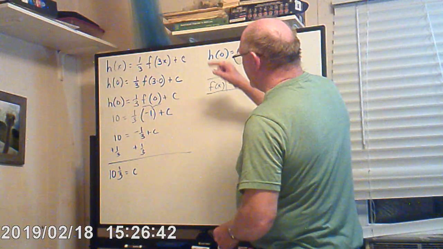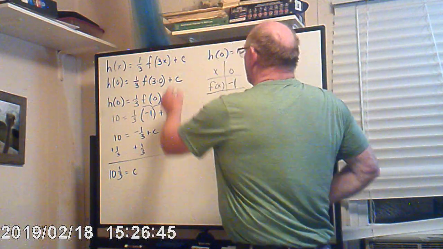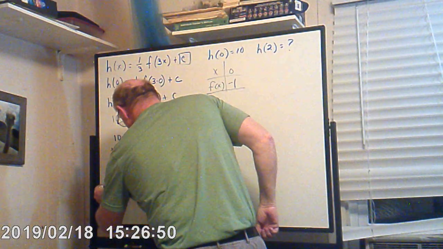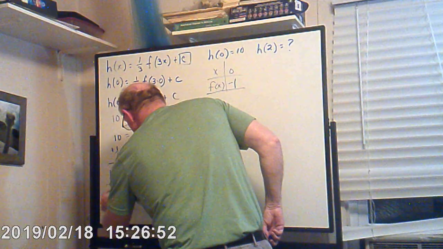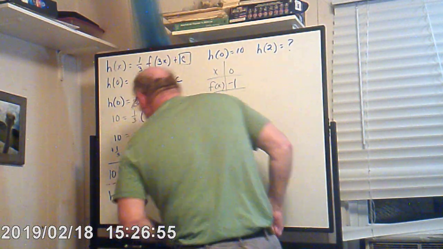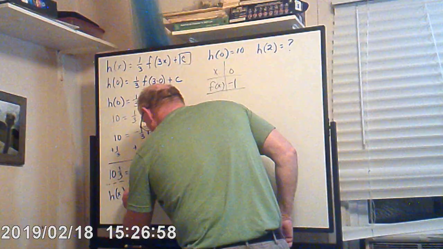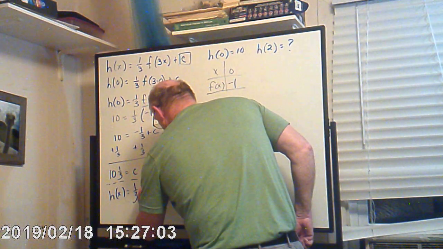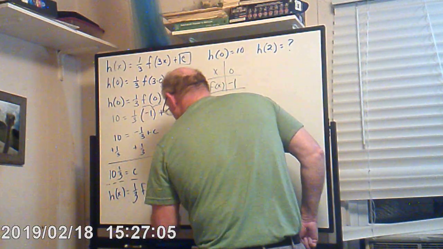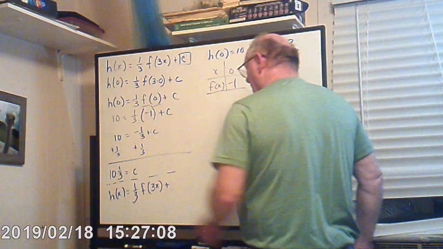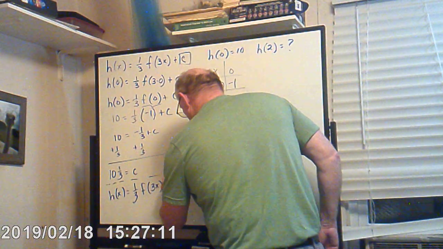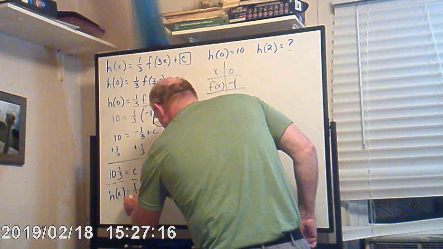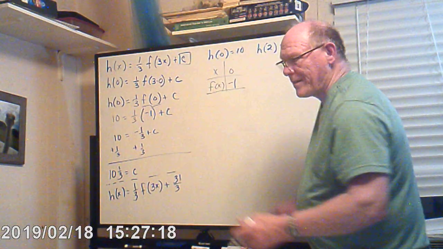Now, I've got to go back to the original problem and put this in place of c right here. So now, h of x is equal to 1/3 f of 3x plus c, which is 10 1/3. We're going to go ahead and write it. 10 times 3 is 30, plus 1 is 31. Since this is 1/3 here, we might as well just leave this in terms of the 3 in the denominator.